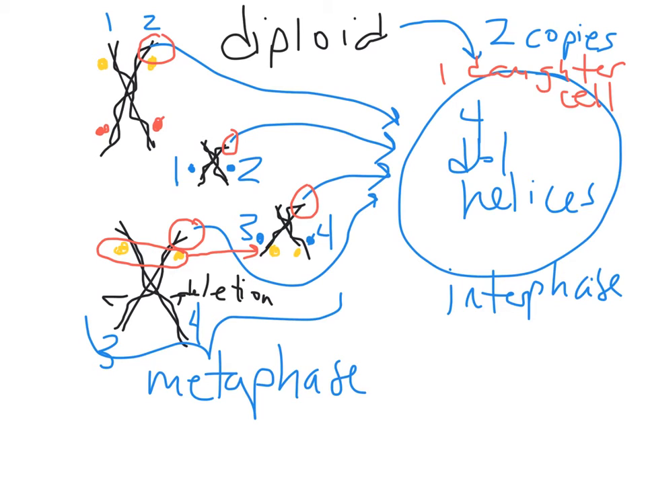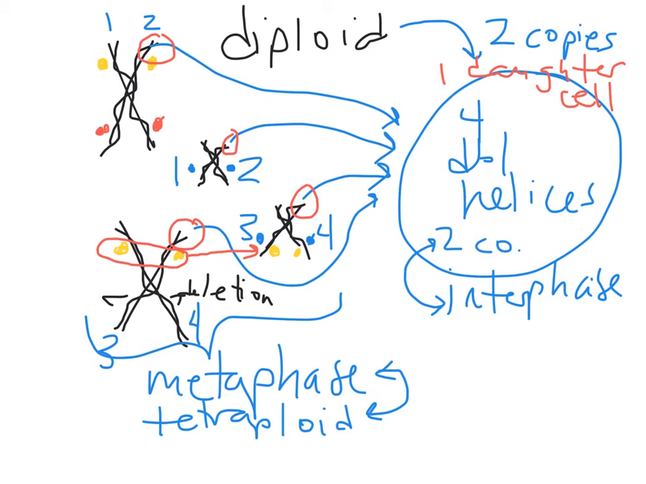I was just wondering why it's 4 double helices instead of 8. So the reason, so this is temporarily metaphase or temporarily tetraploid. If any of you take anything away from this slide, it's that at metaphase, we have 4 copies of every chromosome. And during interphase, we have 2 copies of each chromosome.